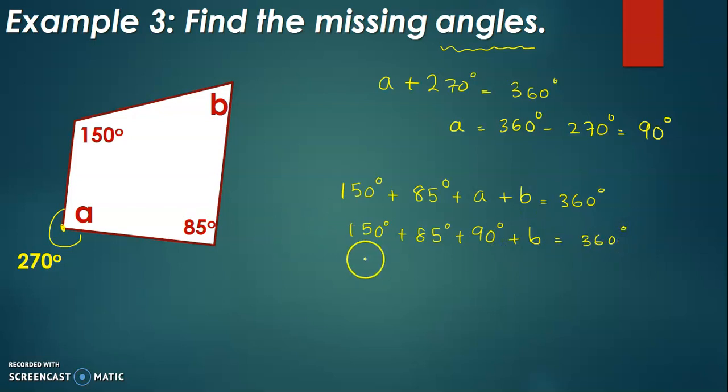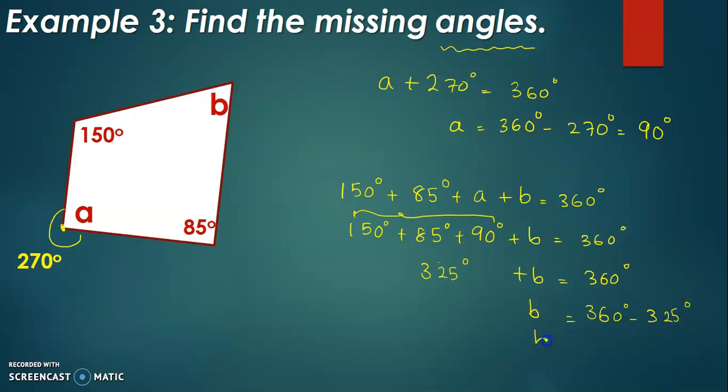Right. Now, my next step is to add these three angles up, and that gives me 325 degrees plus B equals 360 degrees. And I'm going to leave B on the left hand side on its own. Then I'm going to do my inverse operation, and my B would be 35 degrees. And there you have it, A and B. Let's have a look at the next question.